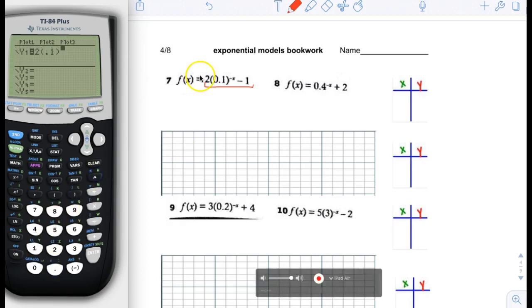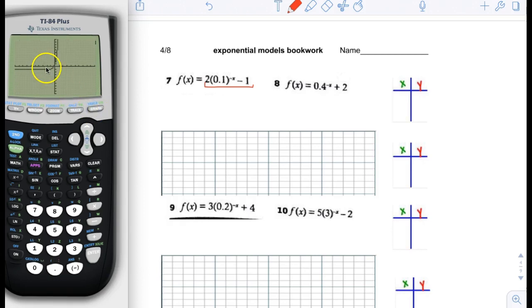To the negative x power. So for the negative here, you would want to use this one and not the minus sign, because whenever you have a minus sign at the beginning in the TI-84, you must use this one. It's a negative sign instead of a minus sign. And then minus 1. Graph.